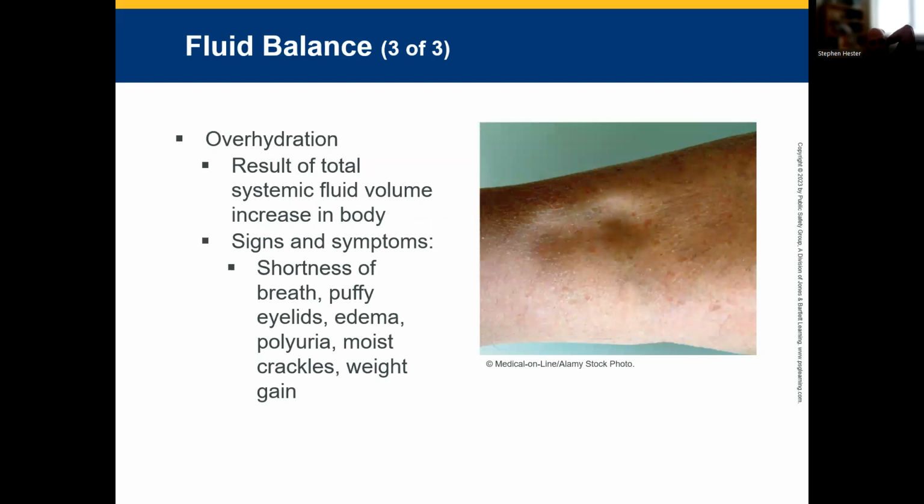All right, overhydration is a result of an increase in the body's total systemic fluid volume. So fluid fills the vascular compartment, filters into the interstitial compartment, and is forced from the engorged interstitial compartment into the intracellular compartment. This fluid backup can result in death also. A lot of times we have shortness of breath, puffy eyelids, edema, polyuria, excessive urination, crackles, and acute weight gain.